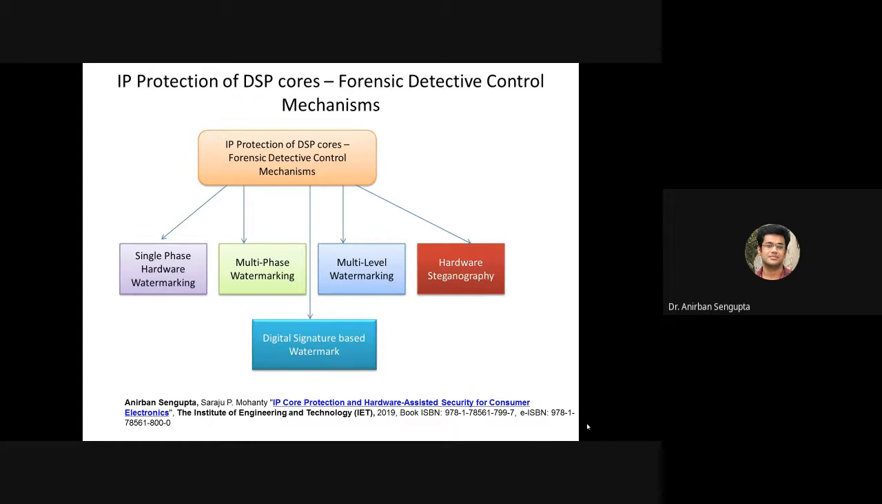So these methods are mostly watermarking based. Watermarking is nothing but a secret mark that is implanted or embedded into the hardware of the IoT platform, so that we know which one is authentic and which one is a counterfeit.